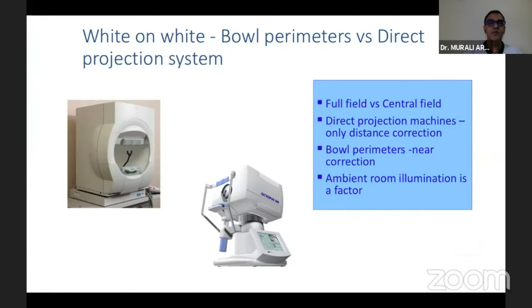The differences between basic perimeters like the ball perimeter, which do the white-on-white perimetry, as well as the direct projection perimeters, are essentially that the ball perimeters can go full field as compared to center field alone with these direct projection systems. If you want the refractive correction for distance, you can do it only with the distance correction machine. For this, you need a near correction also. And ambient room light actually becomes very important for the ball type of perimeters.